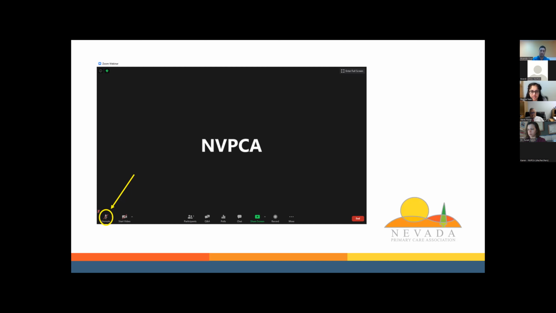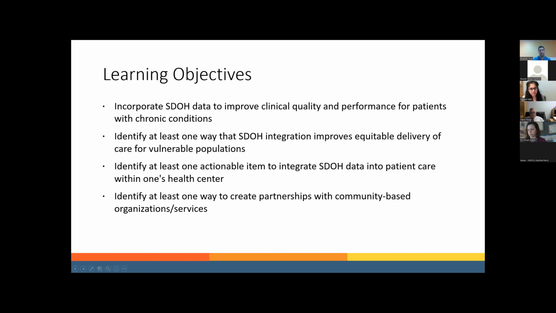So with that shared, let's dive into quickly reviewing the learning objectives. I'm just keeping this on the slide, but overall, we are here to discuss what social determinants integration is happening at our health centers throughout the state. And we're really lucky to have representation from both Northern Nevada and Southern Nevada being spotlighted for today's session.